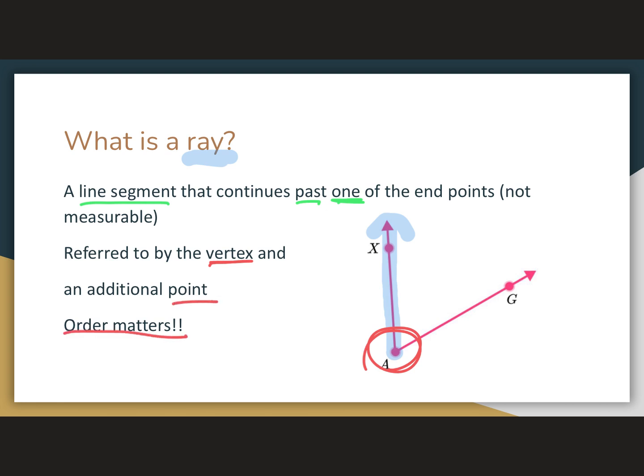For line segments, you can put them in any order, but the order matters here. You have to have the endpoint followed by any other point on the ray. So a ray has an arrow going in one direction. I also here have ray AG. So that one would be AG. I could not write it as GA.